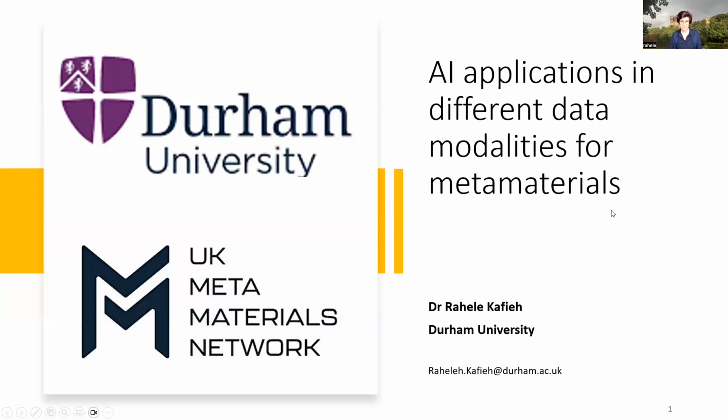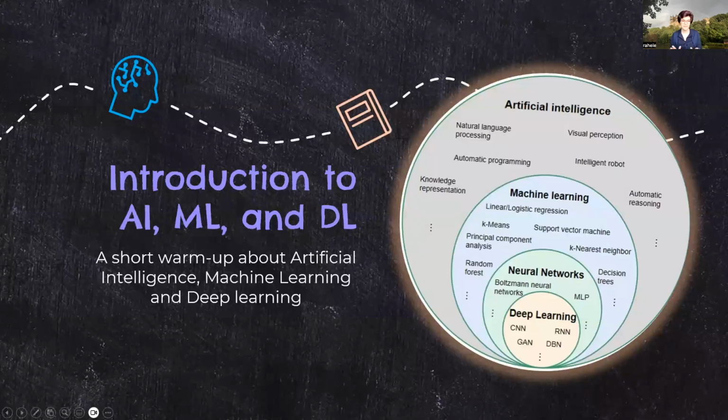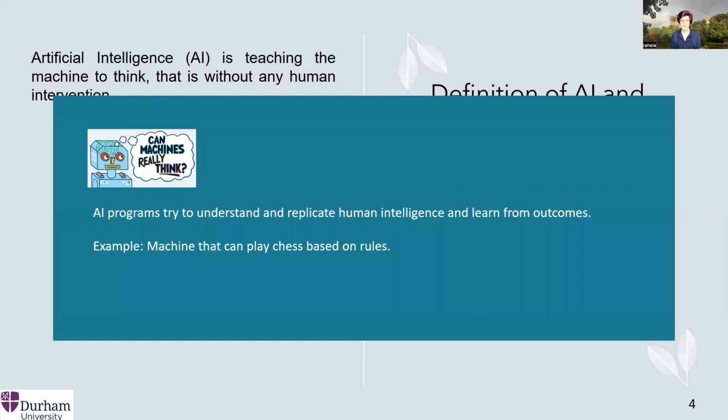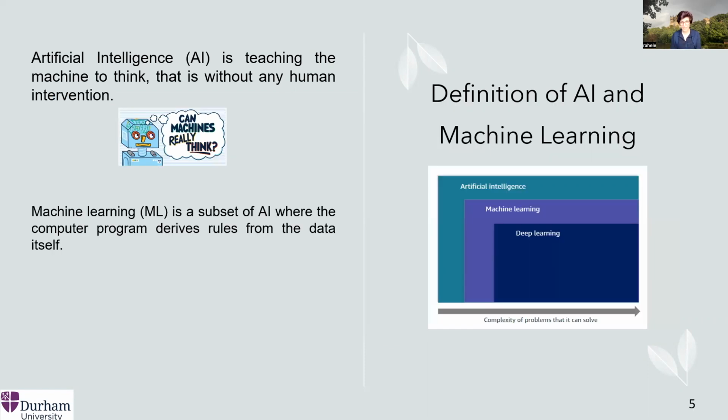So just to start, I want to give a kind of warm-up introduction to artificial intelligence, machine learning, and deep learning in a way that we will use it in next slides. As you all know, artificial intelligence is teaching the machine to think without any human intervention. For example, imagine that we have a machine that can play chess based on some rules. It replicates and mimics human intelligence, and this is the perfect AI that we expect.